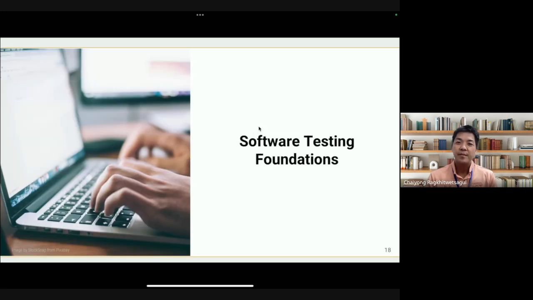And next, we're going to talk about software testing foundations.